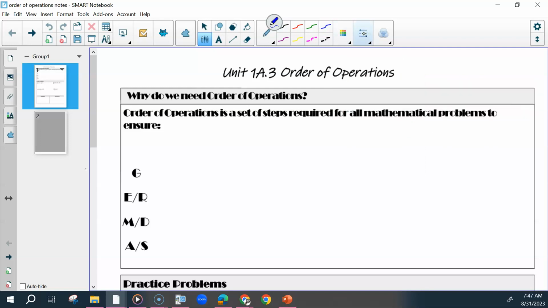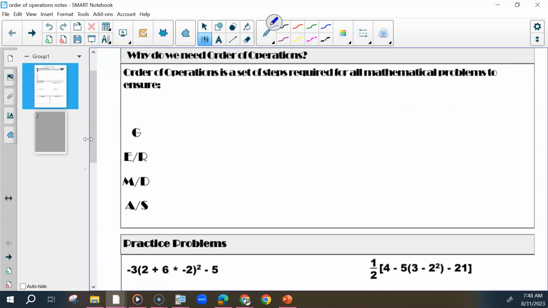Alright, so order of operations, you can think of GEMDAS, PEMDAS, sure, any of those. But we want to think grouping or parentheses first. So grouping can be a bunch of different things: parentheses, square brackets, curly brackets.